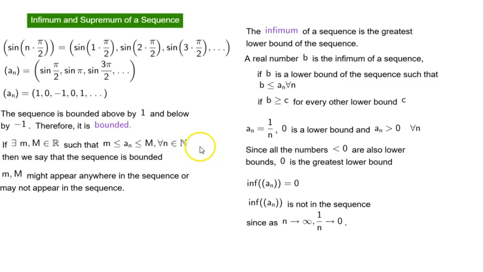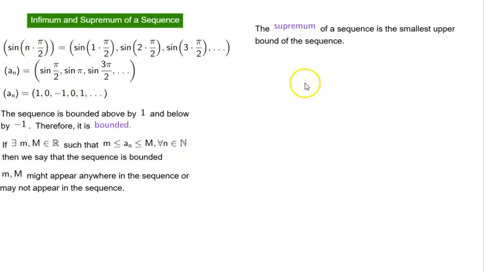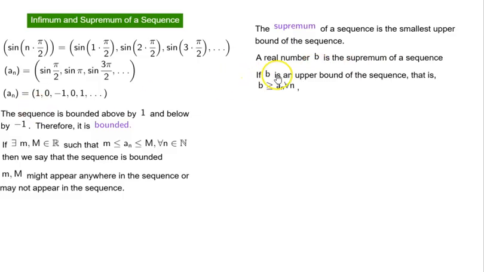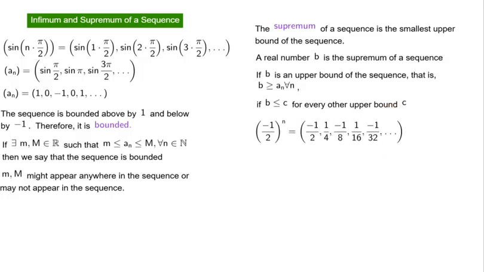So that was infimum. Now let's look at supremum. The supremum of a sequence is the smallest upper bound of the sequence. So a real number b is the supremum of a sequence if b is an upper bound of the sequence, that is b is greater than or equal to a sub n for all n, and if b is less than or equal to c for every other upper bound c. So again, let's look at an example.